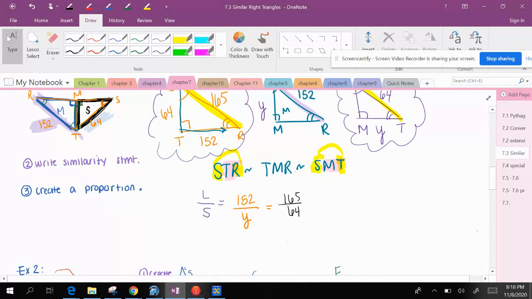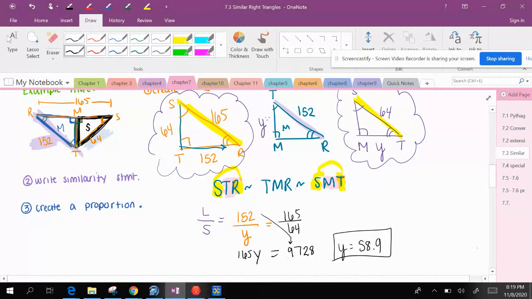All right, so after you did that, you multiply 152 times 64. You should have got, oh Lord, I deleted it on my calculator when I didn't mean to. You should have got 9,728 equals 165y, sorry, not x, habit. And then you divide by 165, you get 58.9. So my altitude, or this y variable, is 58.9 in both triangles.